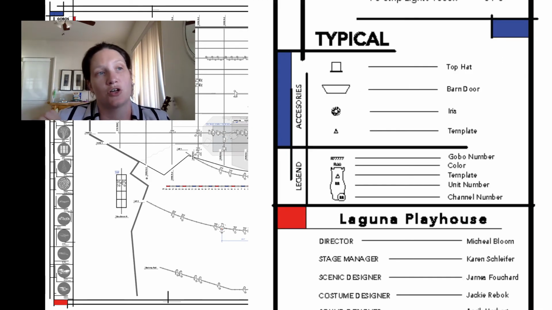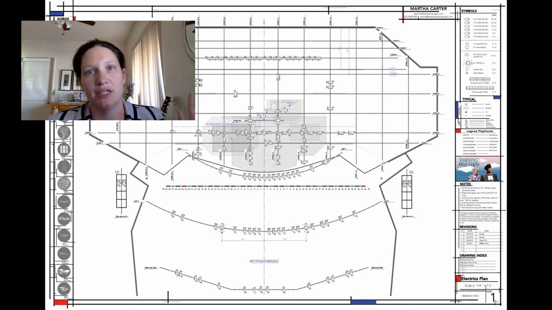So she has a little circle on the back of the light for the channel number. She's got your unit number. She's got your color. She's got your gobo number. It's all super tiny because this is, again, meant to be printed out on a giant sheet of paper where you would be able to actually read all of that stuff. Luckily, you'll be able to zoom in on your computer when you open up that PDF, and you'll be able to see all of that information, okay?